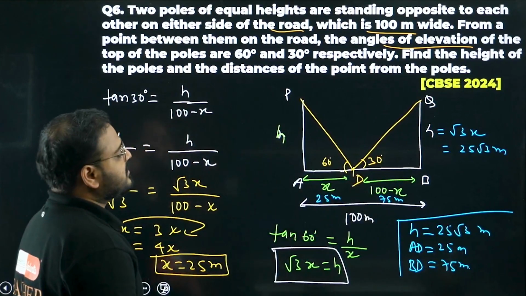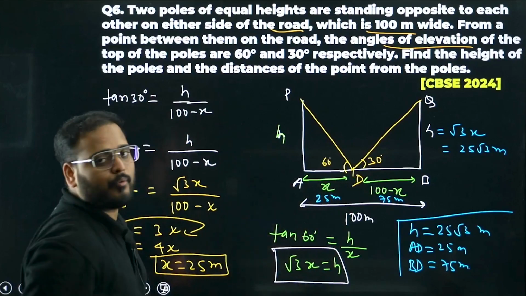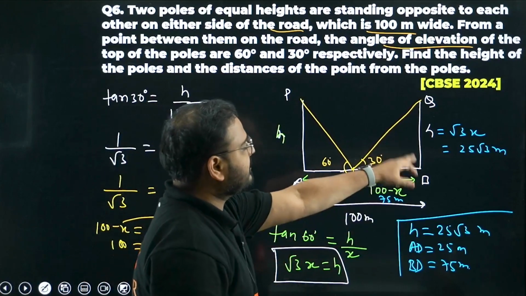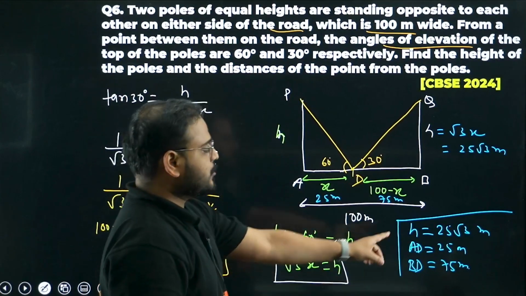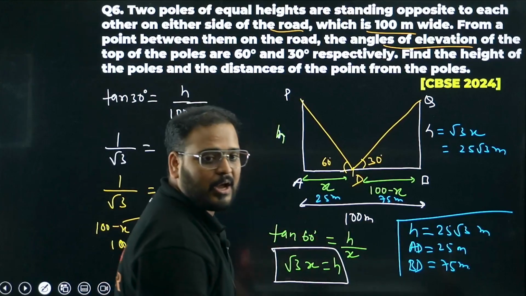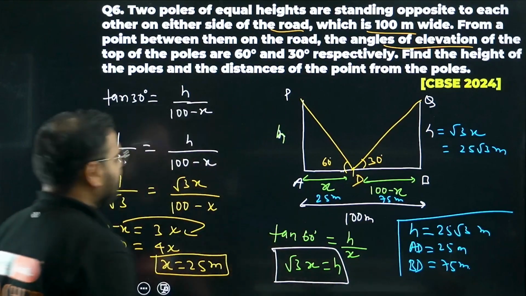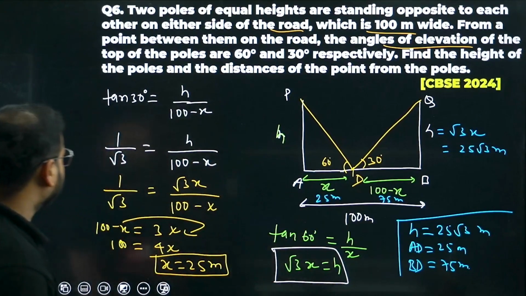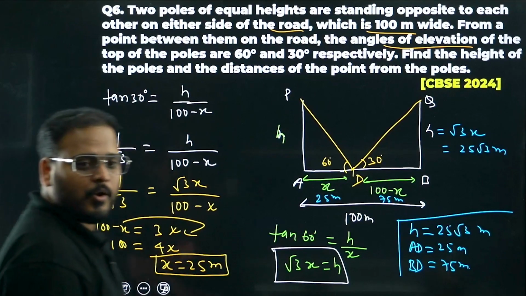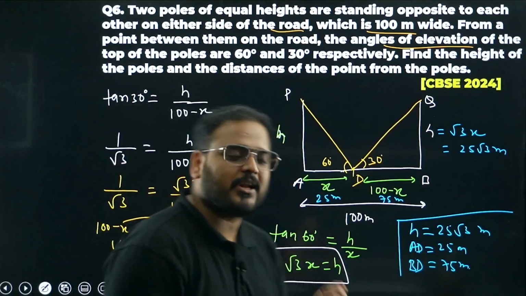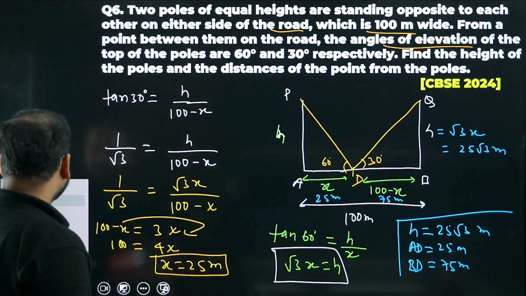They asked the distance of the point D from both the poles, 25 and 75, and the height of the pole is what? 25 root 3 meters. Is that clear? I hope this is visible to all of you. Please have a look. Okay, great. All clear. Moving on to question number 7 now. Yes, no doubts, right? Chaliye.